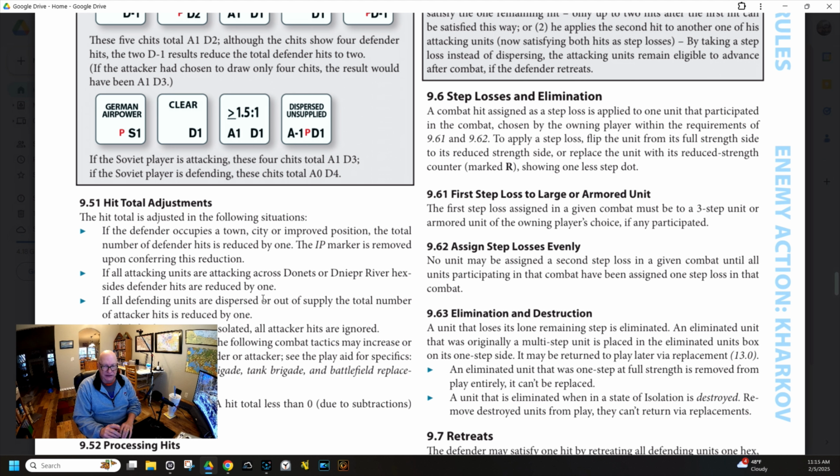Assign step losses evenly. No unit may be assigned a second step loss in a given combat until all units participating in the combat have been assigned 1 step loss. So you can't just take a 3-step unit and reduce them twice. You have to spread that along everybody.